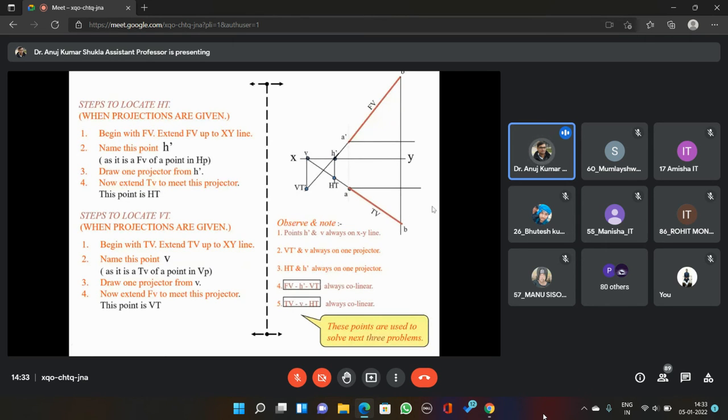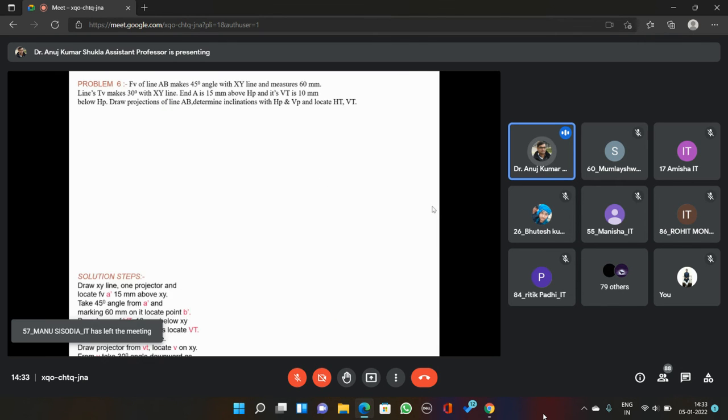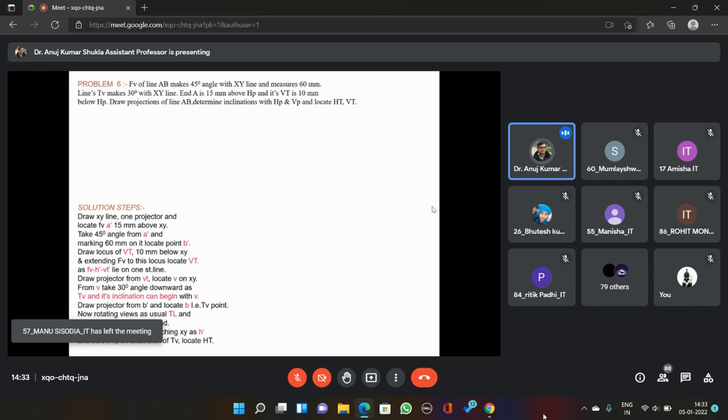These points are used to solve the next three problems. Now see the problem. The FV of a line AB makes a 45-degree angle with the XY line and measures 60 mm. The line's TV makes 30 degrees with the XY line, and A is 15 mm above HP and its VT is 10 mm below HP. Draw the projections of line AB, determine inclinations with HP and VP, and locate HT and VT. You can follow the same steps here. Let me know if you have any doubt. I'm moving slowly.